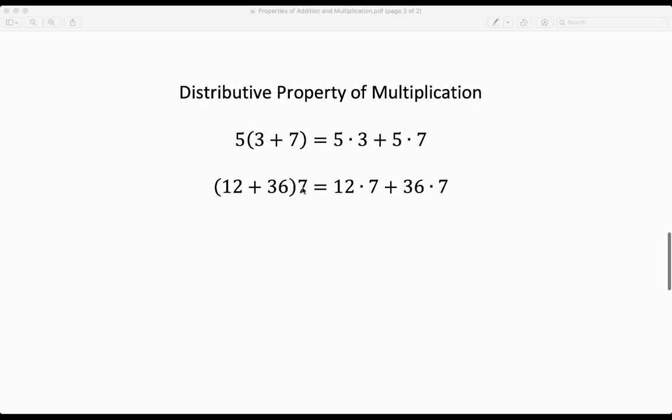And don't get confused if the multiplication is on behind the parentheses. It doesn't happen very often, but it can happen. You still just distribute in. So we take that first number of 12, multiply it by that outside number 7, and then we do the plus symbol, and then we multiply the second number 36 also by the outside number of 7.